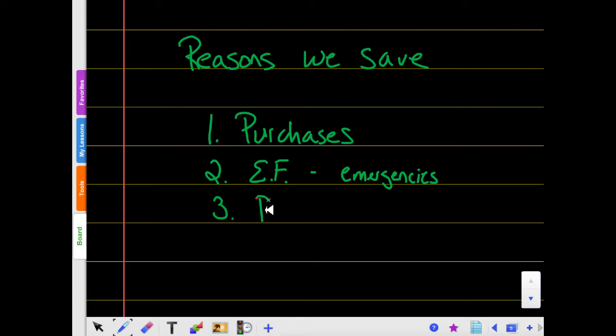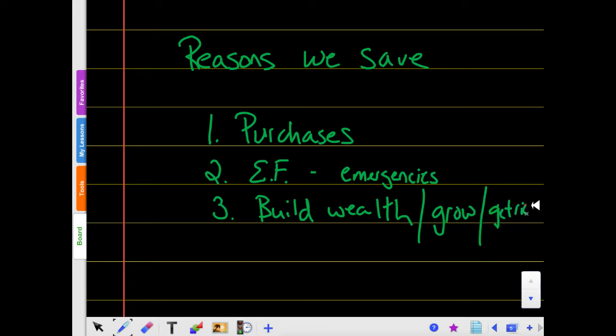And the last one is build wealth. We want to grow our money. Build wealth shows in a lot of different ways. Build wealth, grow money, get rich. Doesn't really matter how you say it. The test might say it in a number of different ways, but those are the 3 reasons we save, because we want to buy stuff, we should have an emergency, and we want to grow our money.